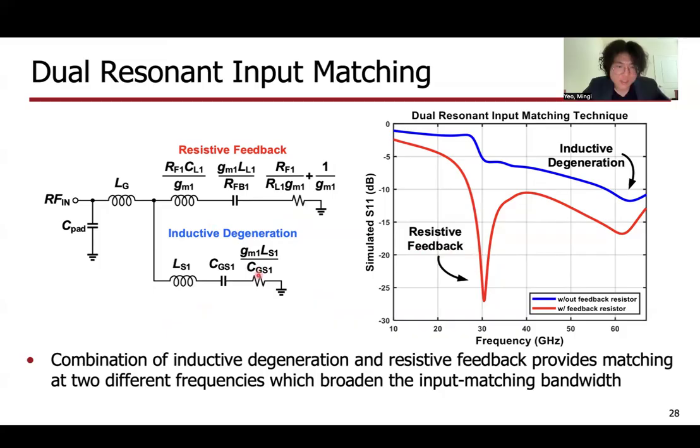Let's observe where these notches occur. The blue curve in the plot to the right shows input matching with just inductive degeneration, and it peaks around 60 gigahertz. And when we add resistive feedback on top of that, the resistive feedback technique generates a lower frequency notch around 30 gigahertz to significantly extend the negative 10 dB S11 input matching level.